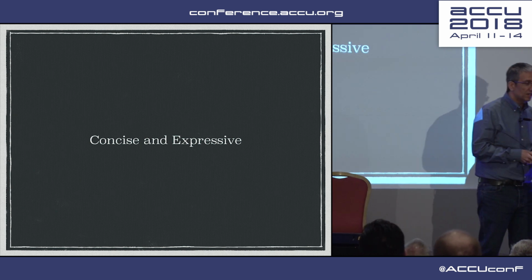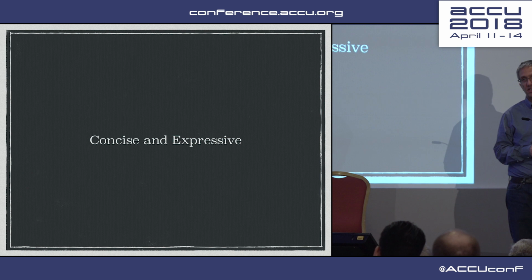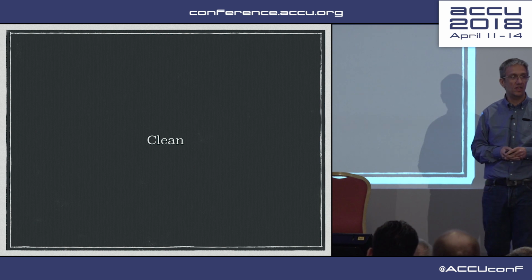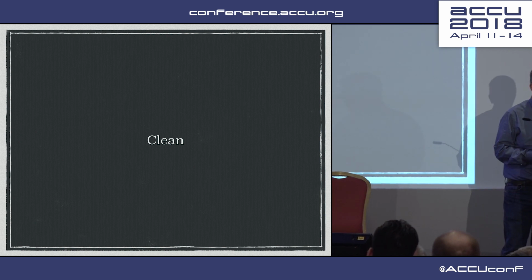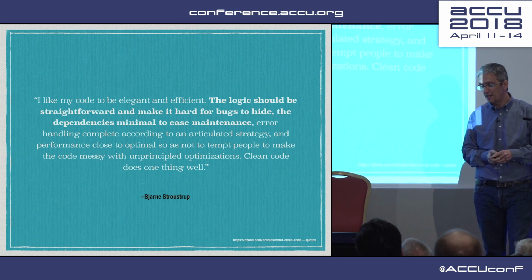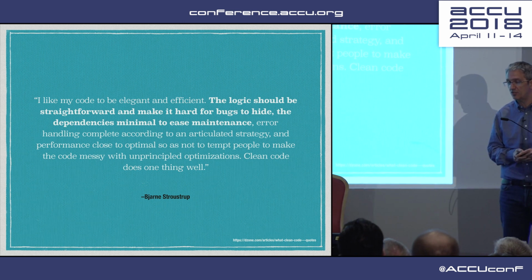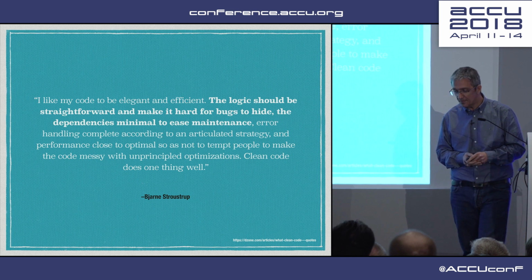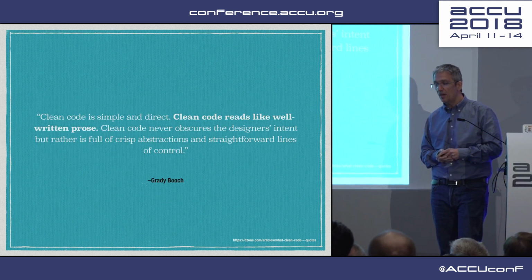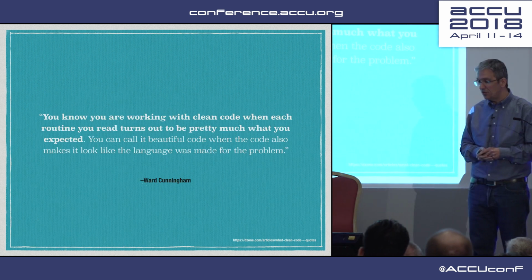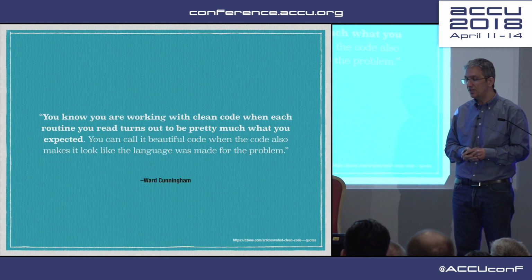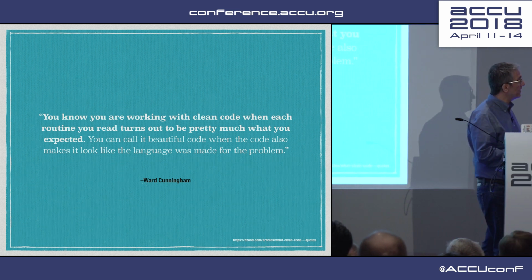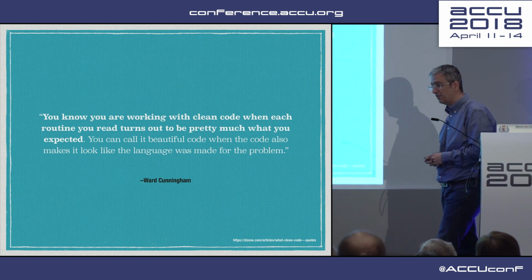I want to focus a little bit on concise and expressive, because you can have languages that are concise and yet they lose the expressiveness. Why is this important? We go back to the concept of clean code, as some would put it. I've got some wonderful quotes that I won't read in total, I'll just highlight some things. When we talk about clean code, the logic should be straightforward and make it hard for bugs to hide. The dependencies minimal to ease maintenance. Clean code reads like well-written prose. Or you know you are working with clean code when each routine you read turns out to be pretty much what you expected. These are some quotes that very famous people have given on clean code.